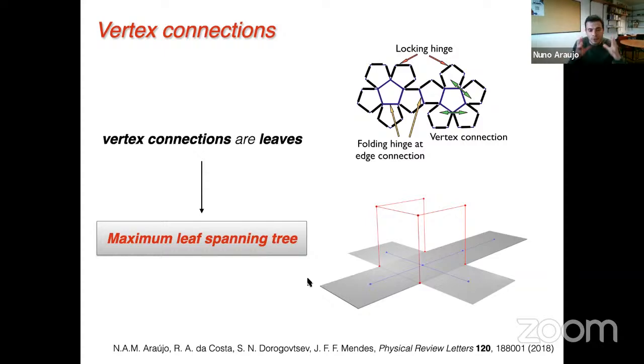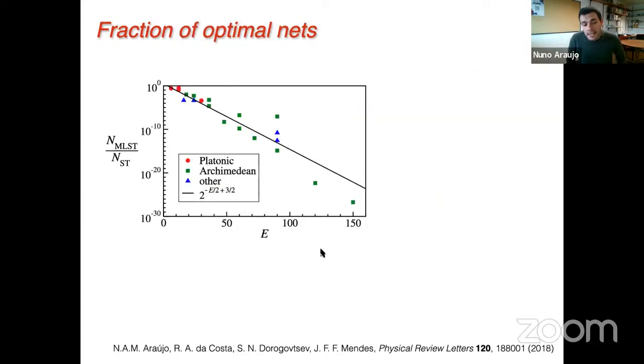In fact, it's not a unique solution, but you can find a deterministic solution to your problem. You can find all the maximum leaf spanning trees. And one interesting thing is that when you compute the number of maximum leaf spanning trees, the number of optimal nets, the fraction of spanning trees that are maximum leaf spanning trees, so the fraction of nets that are optimal, you clearly see here in a log linear plot that it decays exponentially with the number of edges in the polyhedron. And what you are seeing here are the numerical values for all the Platonic solids, for all Archimedean solids, and a bunch of other solids that we have looked at.